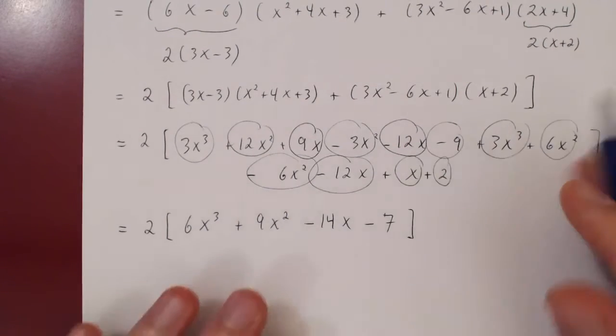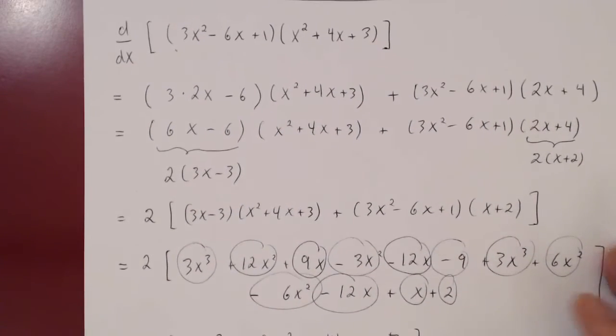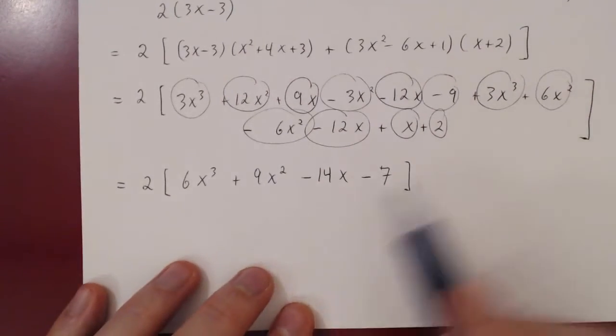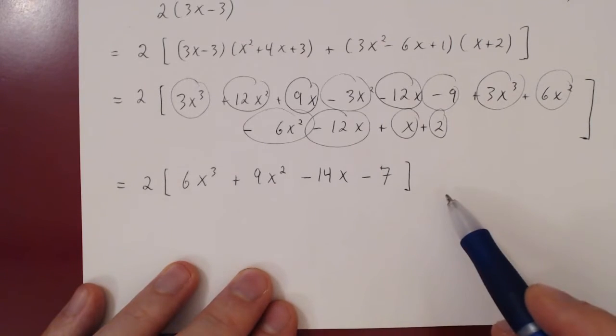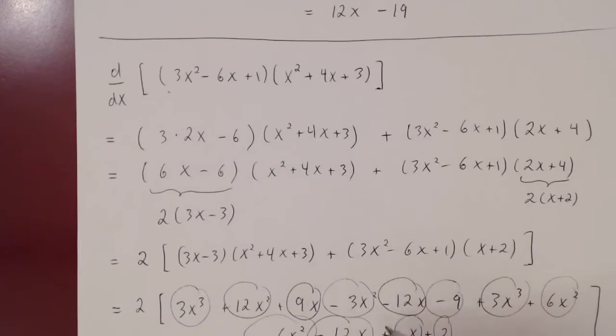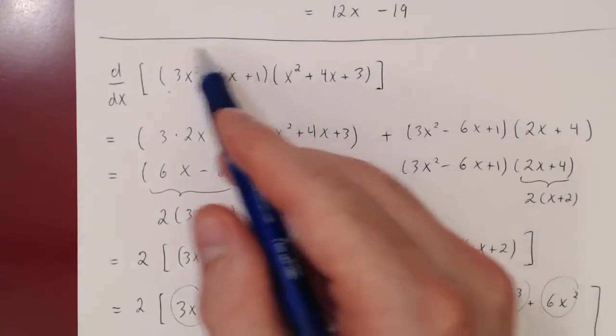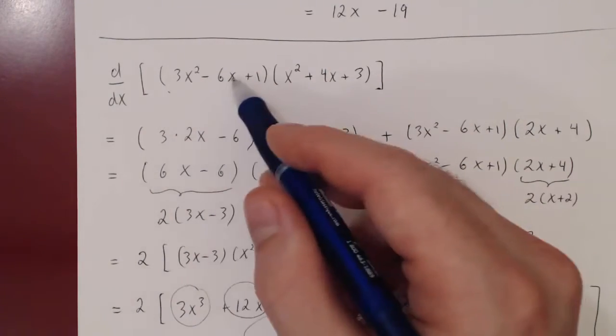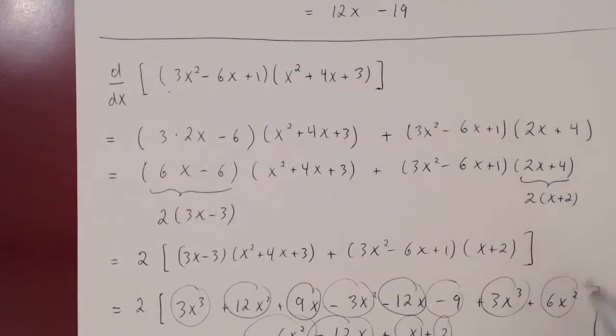So we now have the derivative of the original function, this quadratic times this quadratic, and we get 2 times this cubic polynomial. And you see the main work here was really the algebra. The derivative was quite simple. Derivative of the first function times the second plus the first function times the derivative of the second. And that is the product rule. In our next video, we'll look at the derivative of a quotient of two functions, and that's called the quotient rule.